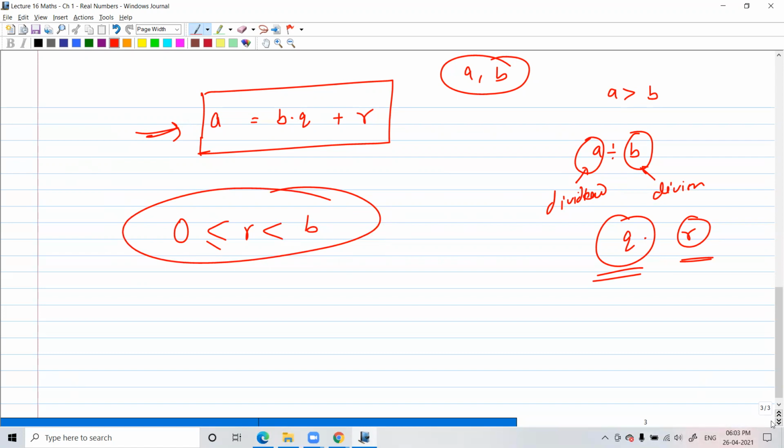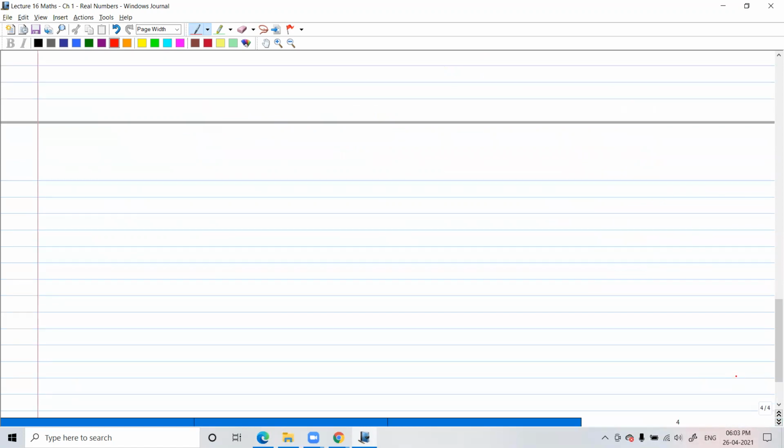Let me take an example and then try to explain, okay? So let's say I take the numbers 7 and 153. Is it divisible by 7? No. Let's take some bigger number, 347. So these are the two numbers. Now, which one will be my A and which one will be B? Sir, A is 347, B is 7, sir.